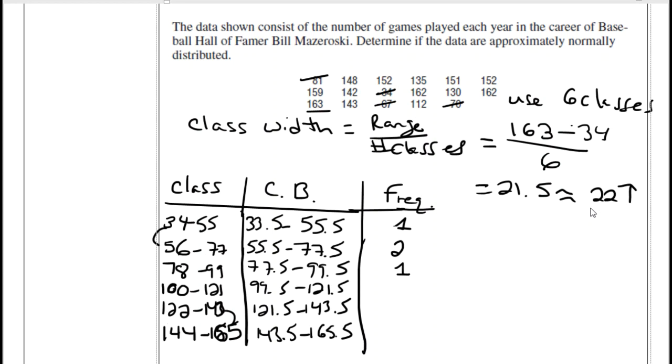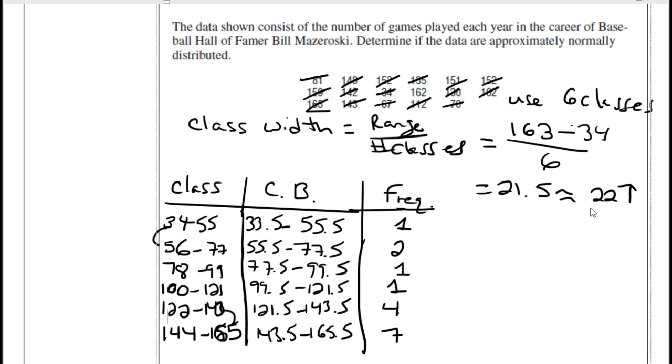Between 100 and 121, 1. And that's it. 122 and 143, 1, 2, 3, 4. 144 and 165. So that's 1. That's everything. That should be everything else. 1, 2, 3, 4, 5, 6, 7.